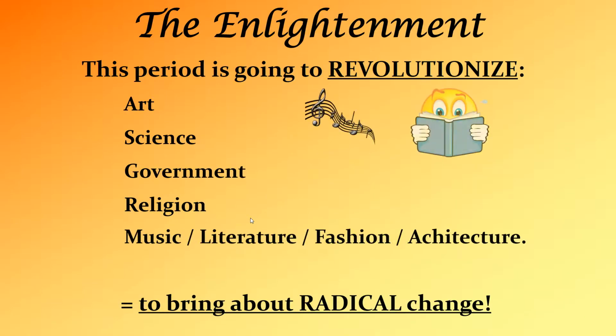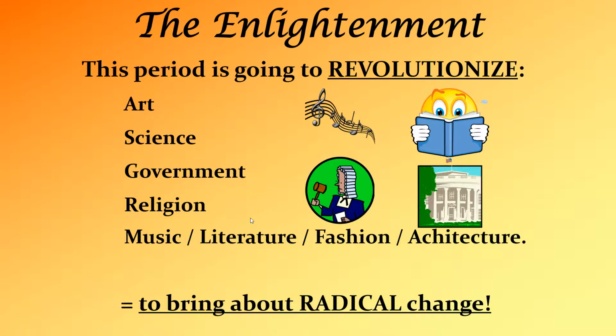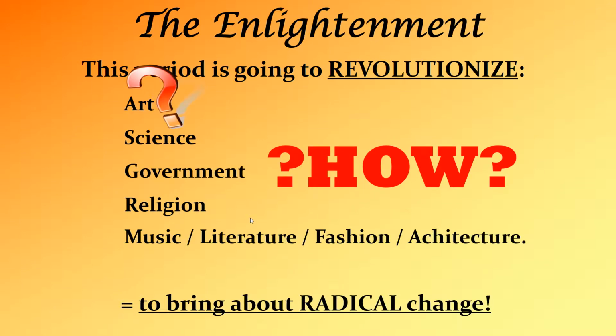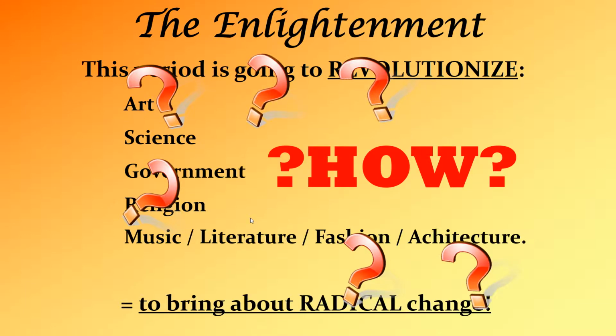And other things like music, literature, fashion, art, architecture, all of these things are going to be radically revolutionized because of this period, the Enlightenment. And it all starts from one thing. How is this possible? There's one thing that gets us to do this. Asking questions. Questioning authority. Questioning the status quo. Being curious, wanting to know more. Discovery of the truth.